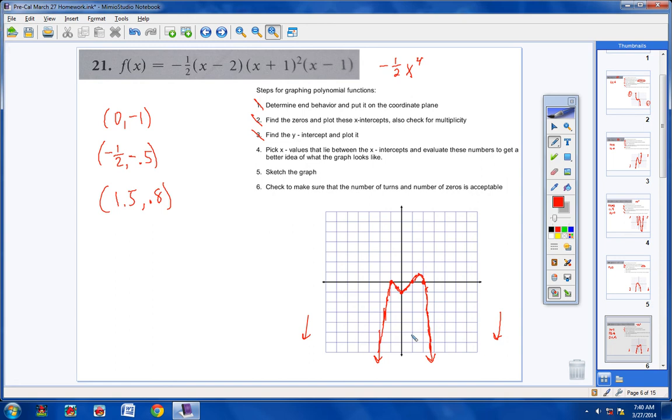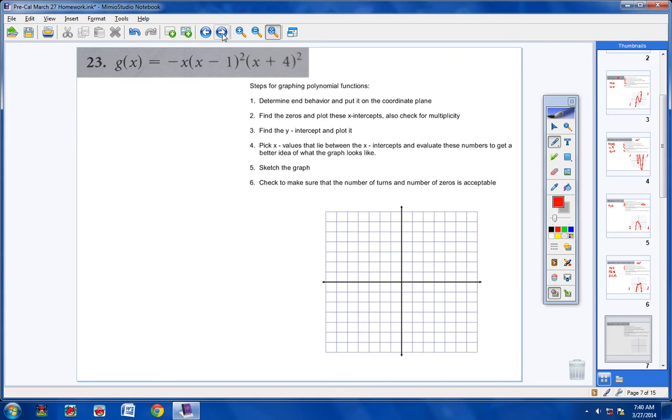So there we go. Not too difficult. And let's continue. Oh, let's do our check here. Maximum number of turns would be 3, and we take 1, 2, 3 turns. Maximum number of zeros is 4, and we have 3 zeros, so we're totally good there.